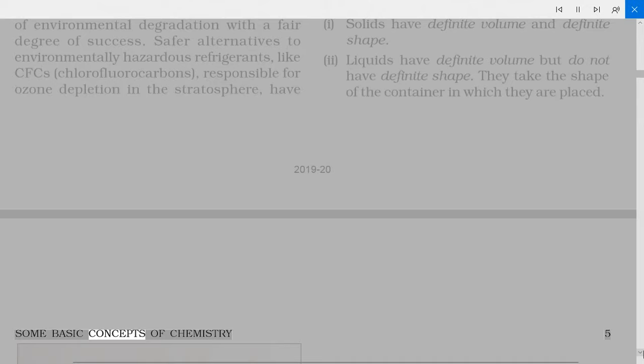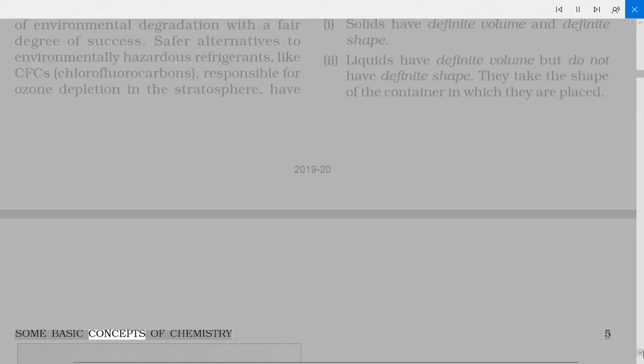Solid, liquid, gas. On heating, a solid usually changes to a liquid, and the liquid on further heating changes to gas, or vapor. In the reverse process, a gas on cooling liquefies to the liquid, and the liquid on further cooling freezes to the solid.